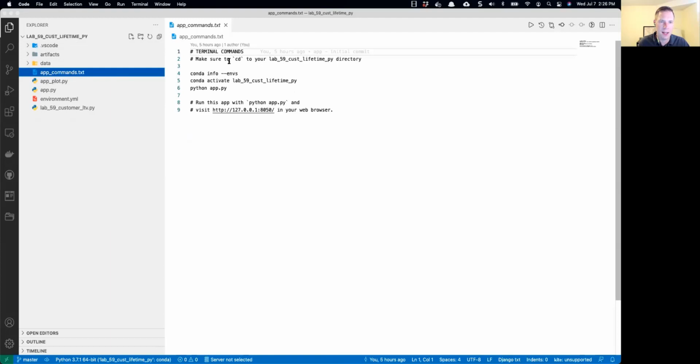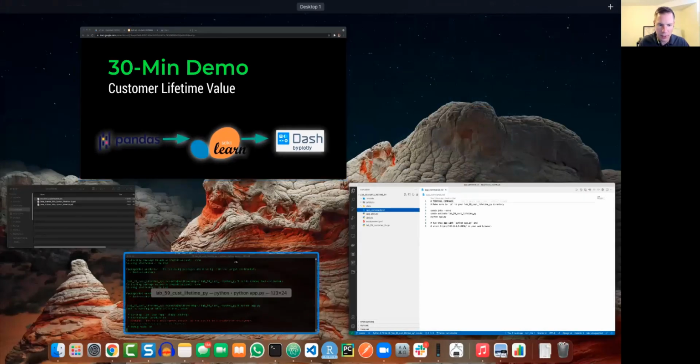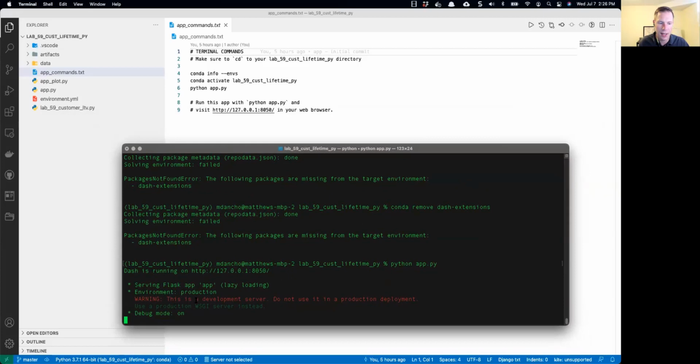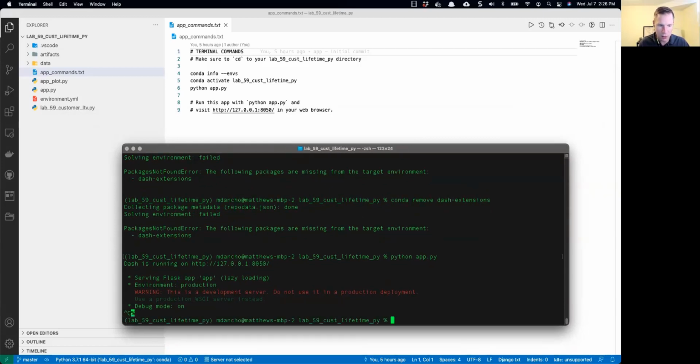The app commands. If you've never made a Dash app before, what you'll do is open up a terminal. I have a terminal running right now, which is allowing my Dash app to be served. I'm going to close it down by hitting Control-C. So my app is closed.